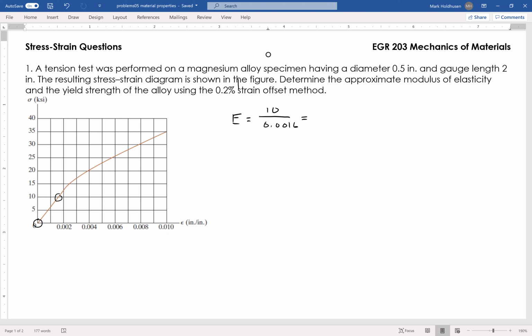And the answer for that one is 6,250 KSI. Okay, so that is the modulus of elasticity of this tension test. Again, it's that slope of that initial proportional linear line.